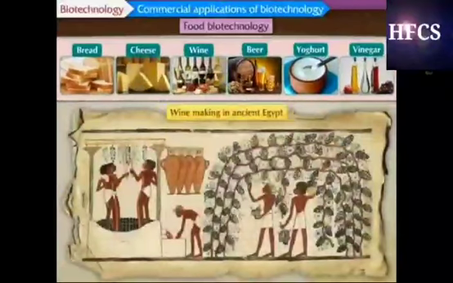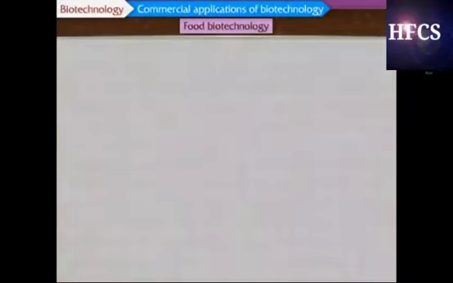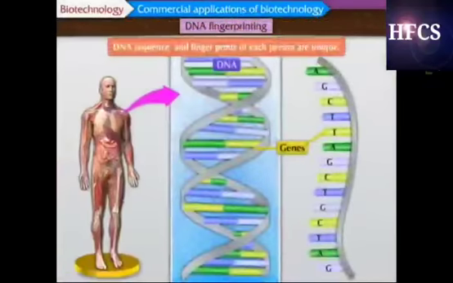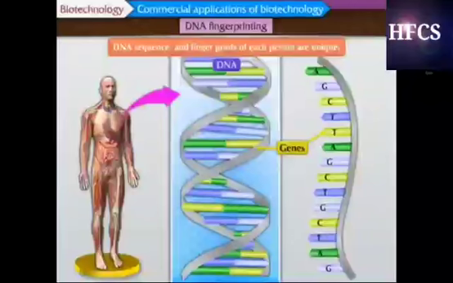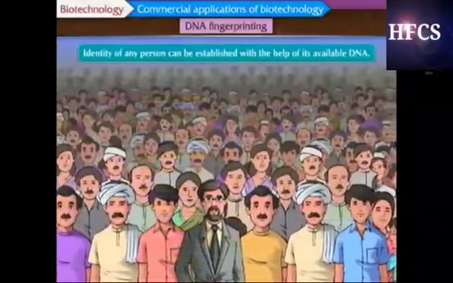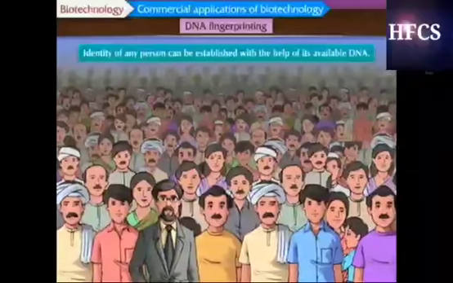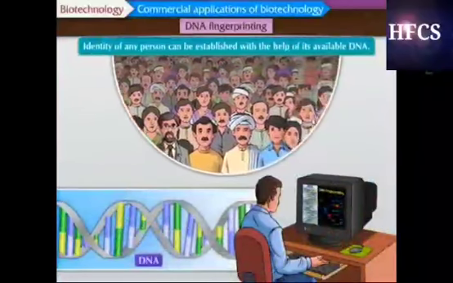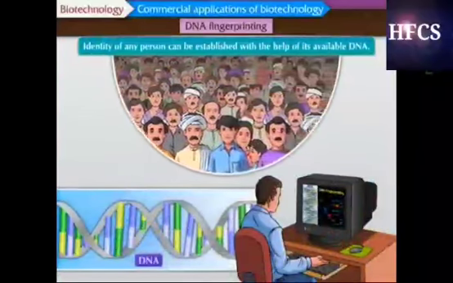Students, the next term is DNA fingerprinting. DNA, that is deoxyribonucleic acid. DNA fingerprinting is useful in forensic science and paternity testing because the DNA sequence pattern of every individual is unique and hence it is known as the DNA fingerprint of an individual.